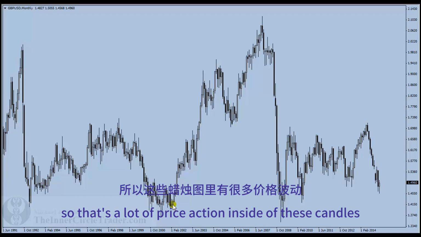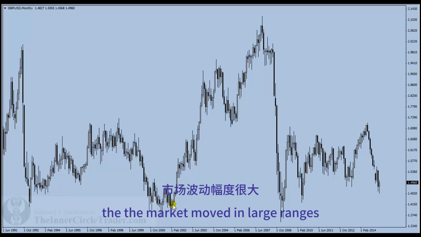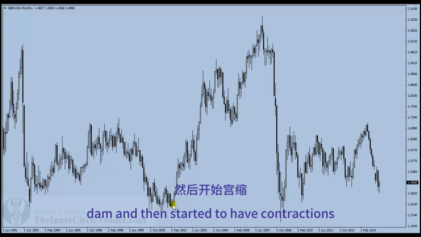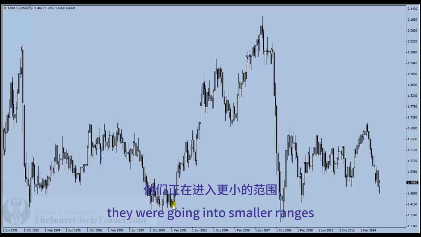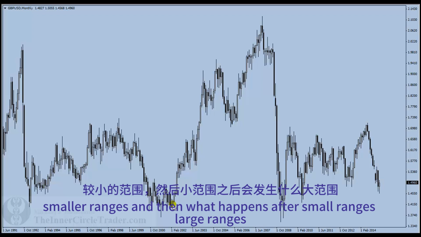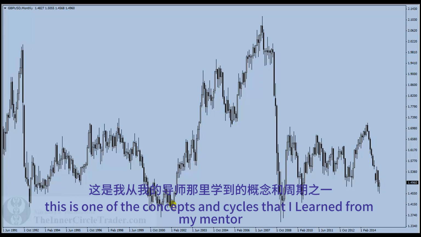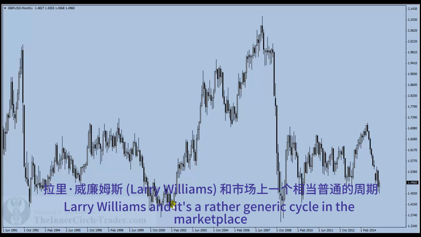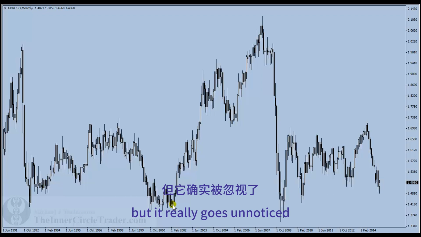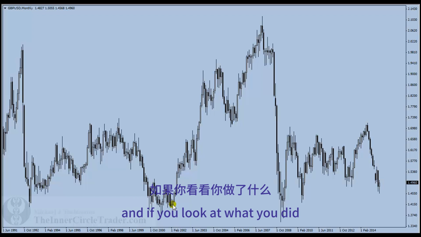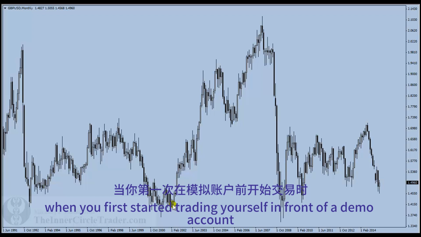And if you look at what you did when you first started trading and you put yourself in front of a demo account, whenever the market started ripping higher and moving aggressively higher, what did you feel compelled to do? In all honesty, you're going to say you felt this insatiable desire to want to click the buy button. Okay, you wanted to chase price. Well, that's what retail traders do. They chase price. After it starts moving, they want to chase it.